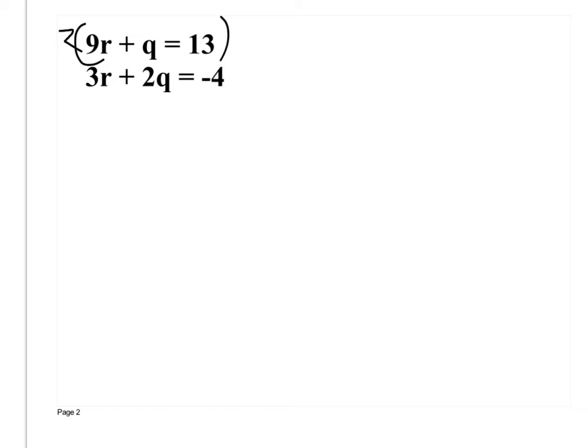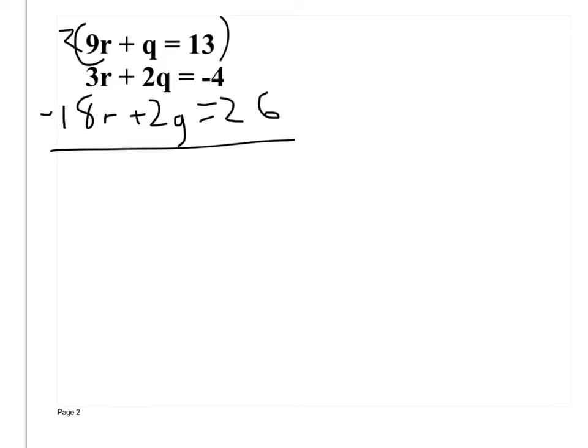That gives me 18R plus 2Q is equal to 26. You have to multiply 2 by everything. Then we subtract. Because they're the same sign, we subtract. 3 minus 18 is negative 15. 2 minus 2 is out. Negative 4 minus 26 is negative 30. So I divide by negative 15.